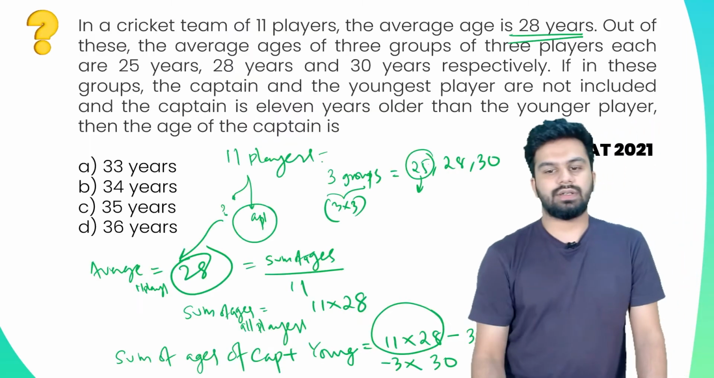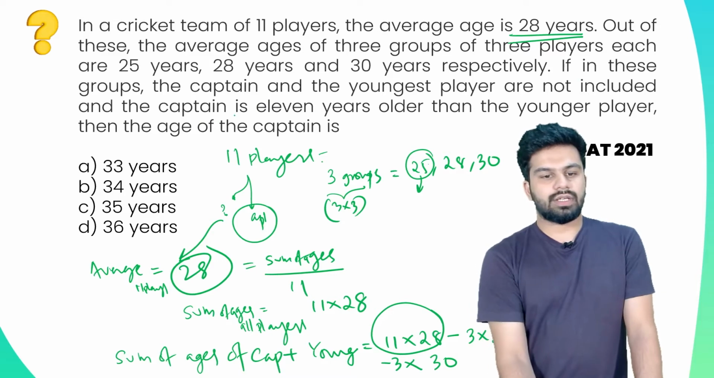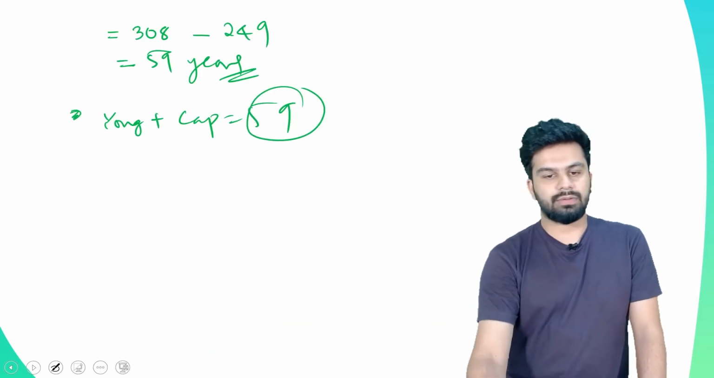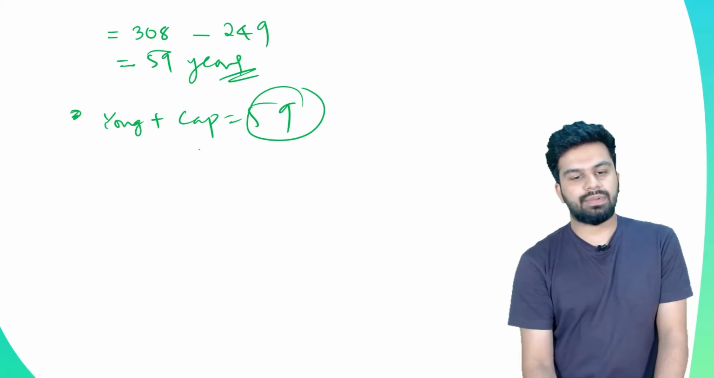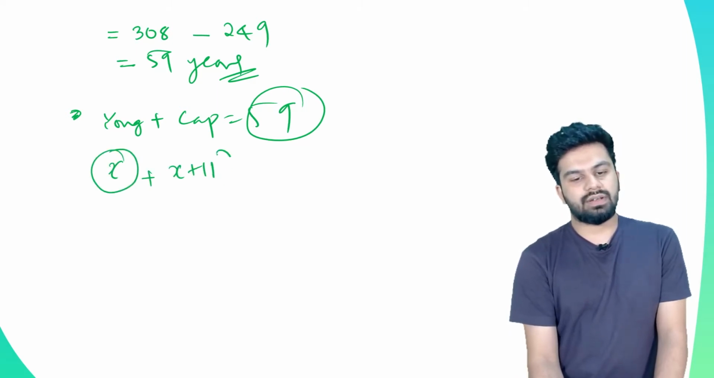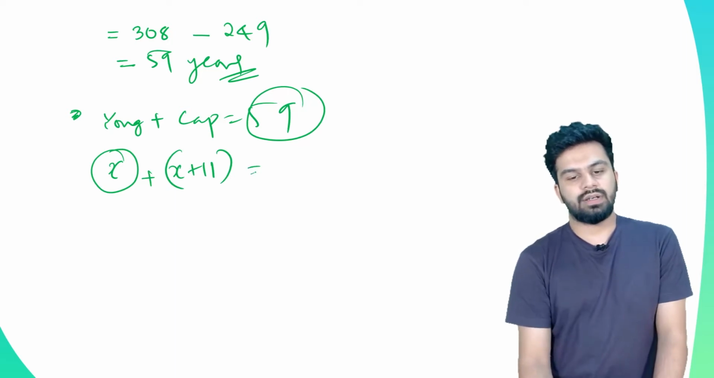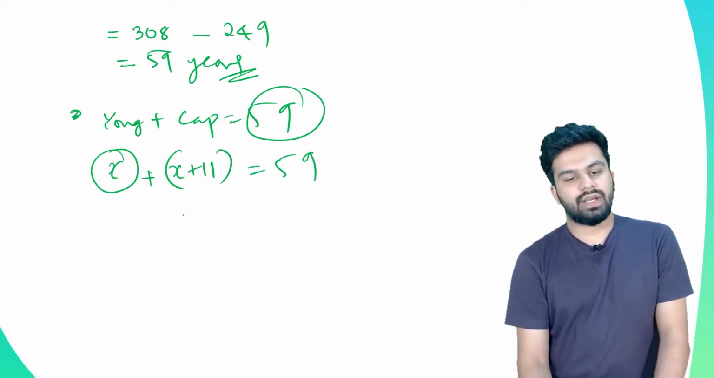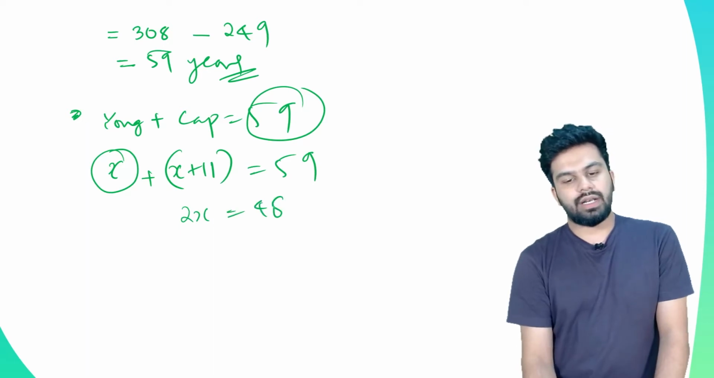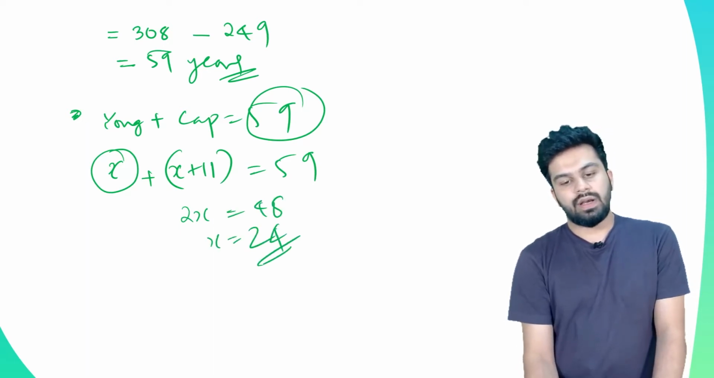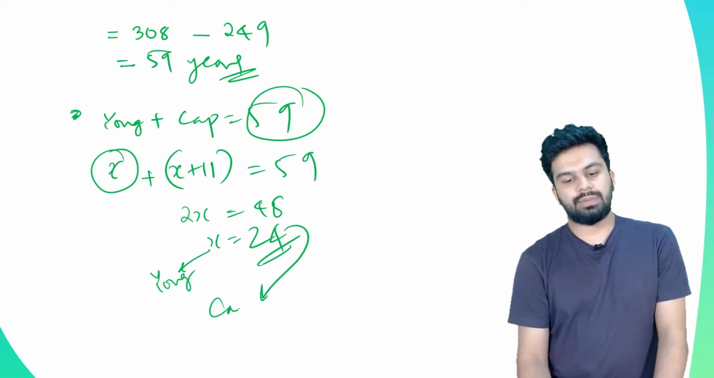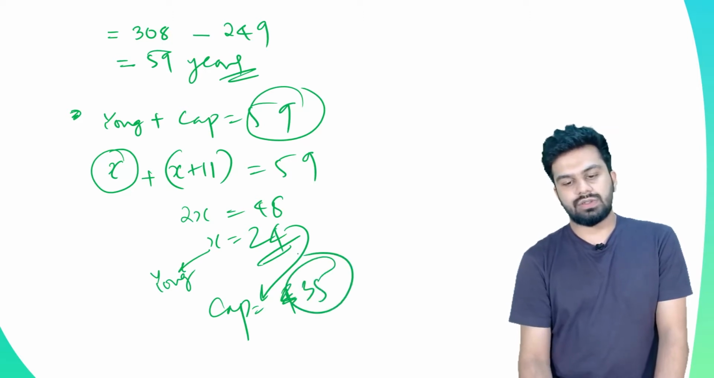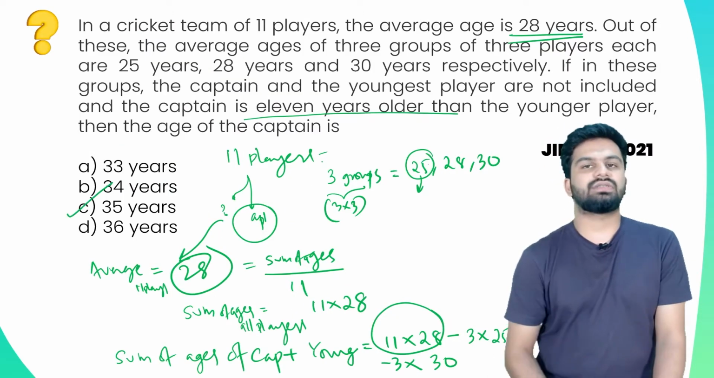Now the question says the captain is 11 years older than the youngest player. So let us assume that the youngest player's age is x. Then the captain's age is x plus 11, because he is 11 years older than the youngest player. So x plus x plus 11 is equal to 59. Solving for x, 2x is equal to 48 and x is equal to 24. The age of the youngest player is 24. The captain's age is equal to 24 plus 11, which is equal to 35 years. So the answer is option C, which is 35 years.